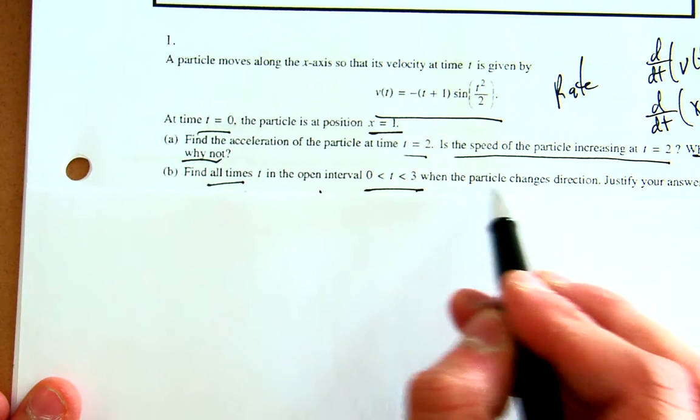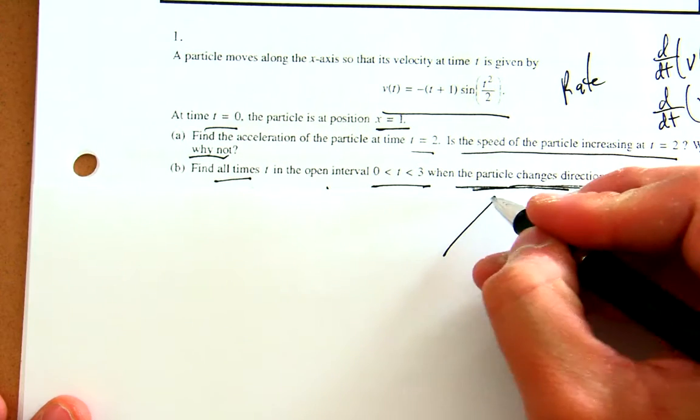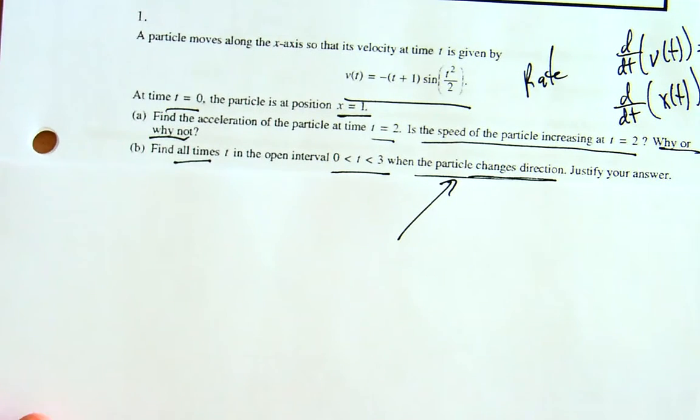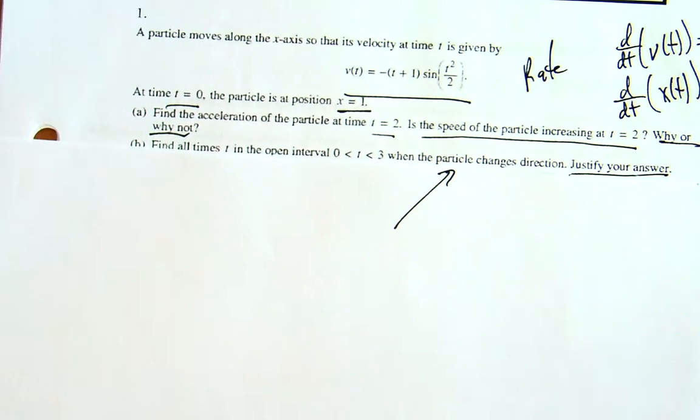So changes directions. If you remember, to change direction, you have to stop, right? So that's one of the key elements here. So we're going to go ahead and figure that out, and we have to justify our answer. So there's two parts. We have to answer it and then tell us why it's true.